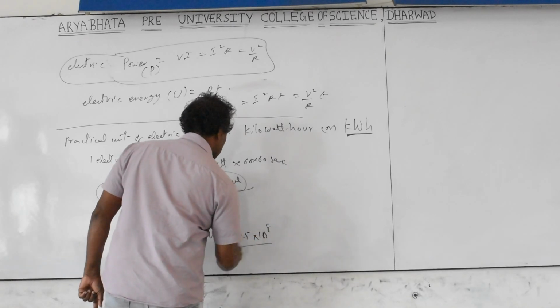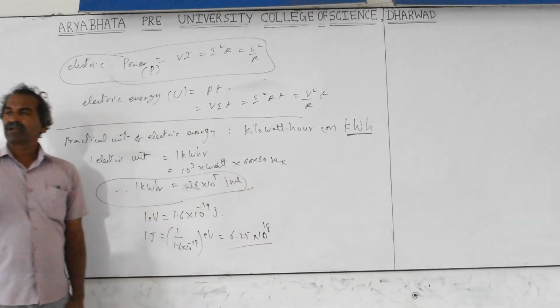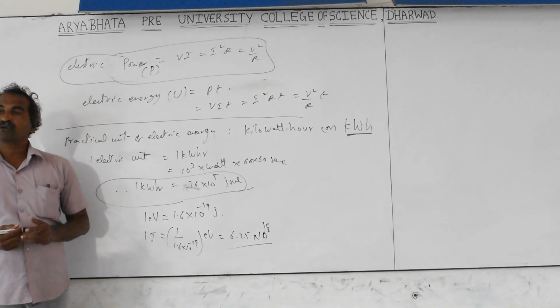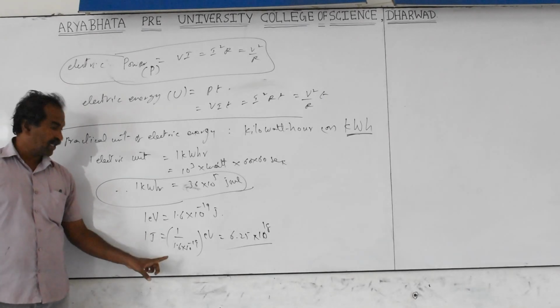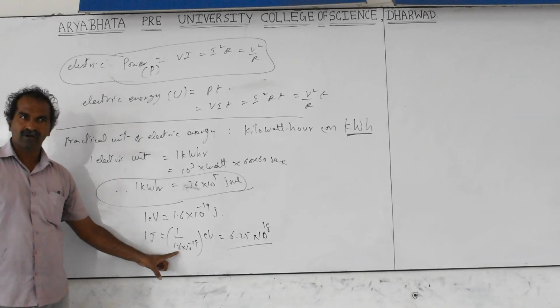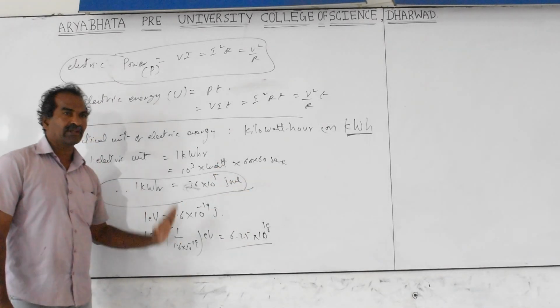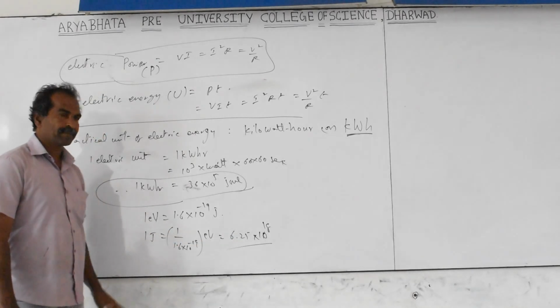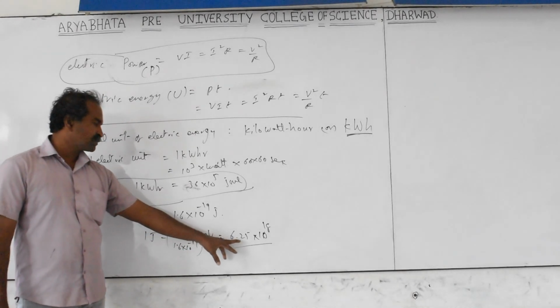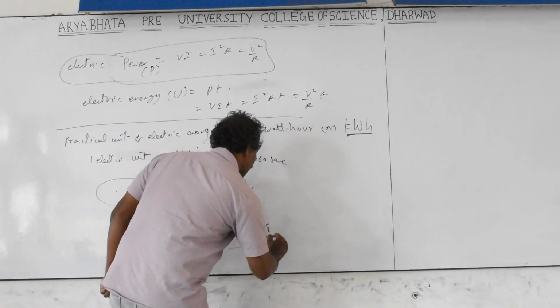We have got this term before: the number of electrons in 1 coulomb of charge is 1 by e, the value of the charge of the electron. That will be 6.25 into 10 to the power of 18 electrons. Whenever 1 by e is there, we have to remember this relation. So 1 joule is equal to 6.25 into 10 to the power of 18 electron volts.